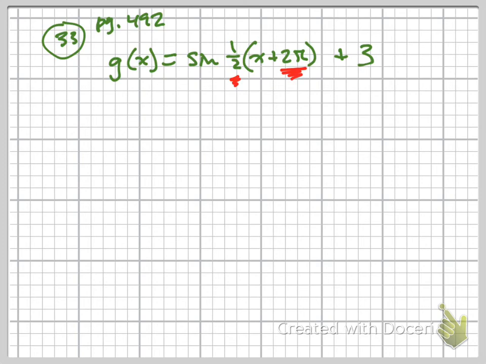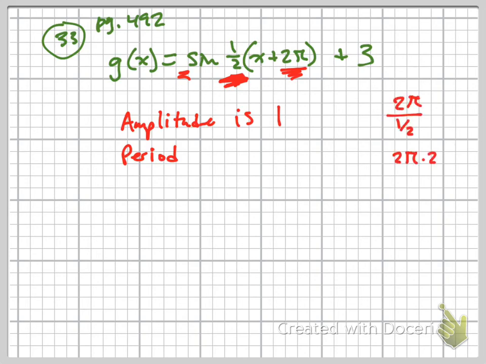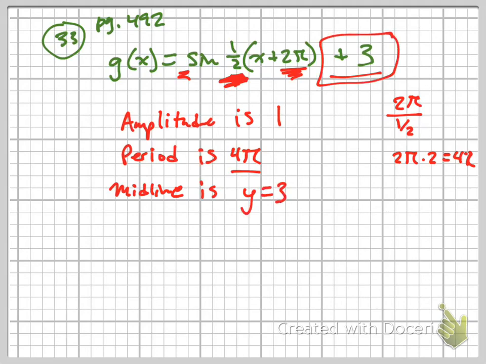Oh, interesting. So the amplitude for this one, actually it hasn't been affected at all. So the amplitude is still going to be 1. The period, as we said, is just 2 pi divided by that value. So 2 pi divided by 1/2, well, it's the same as multiplying by the reciprocal. So that period is going to be 4 pi, which makes sense because it's a stretch by 2 horizontally, so it's twice as long. Now the midline here, well, it's just been shifted up 3, so the midline is just going to be the line y equals 3. All you really have to do is just look at that vertical shift to find the midline.